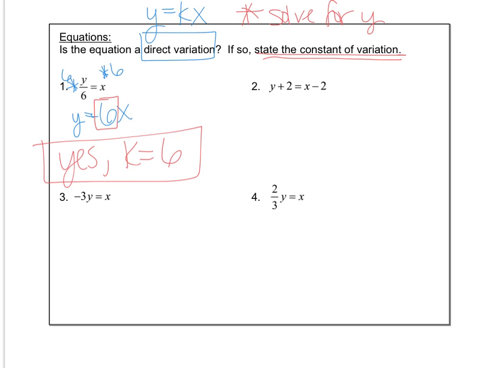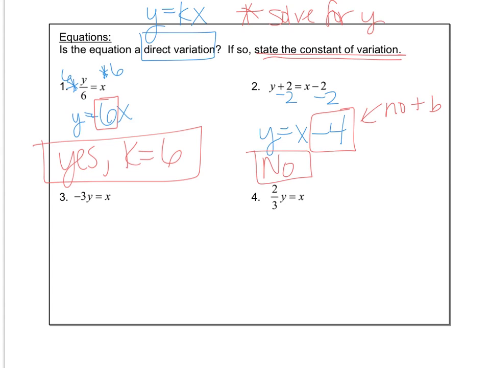For number 2, again, you have to get y by itself first before you can even decide. So I'm going to subtract the 2. Y is equal to x minus 4. Now this does not look like y equals kx. It looks like y equals mx plus b. So this is not direct variation because you are not allowed to have a b here. No plus b or minus b here. So this is not direct variation.